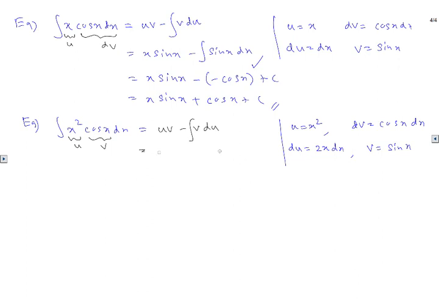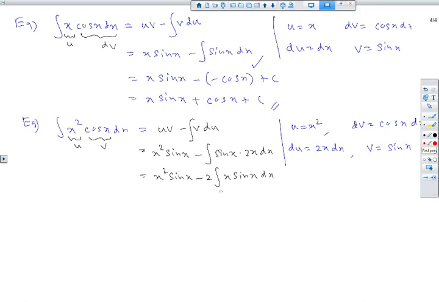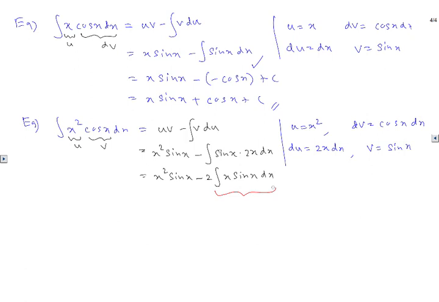We plug in, so it is x squared sine x minus v, which is sine x, times du. What is du? du is 2x dx. So if you rewrite it, x squared sine x minus, you can take the 2 out, the integral of x sine x dx. Now what do you do? You have to do this again. See that? But it's simpler than the original one. In the original one you had x squared, now it is only x. So you do this again.